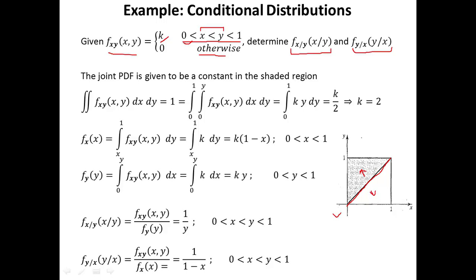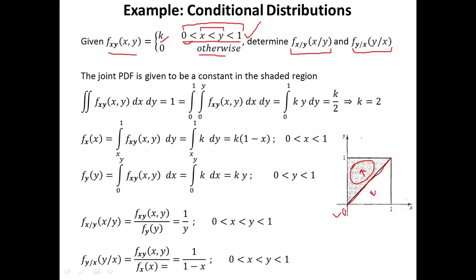Second thing, both x and y are defined only between 0 and 1. So along the x-axis we have drawn the graph for 0 to 1. Along the y-axis we have also drawn the graph from 0 to 1. Means only this shaded region will be represented by this condition. So this is the reason why we are using this graph to get the conditional distribution.